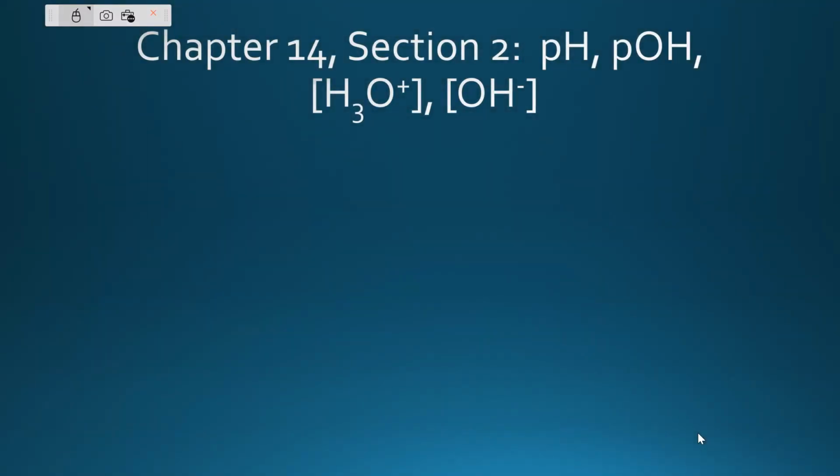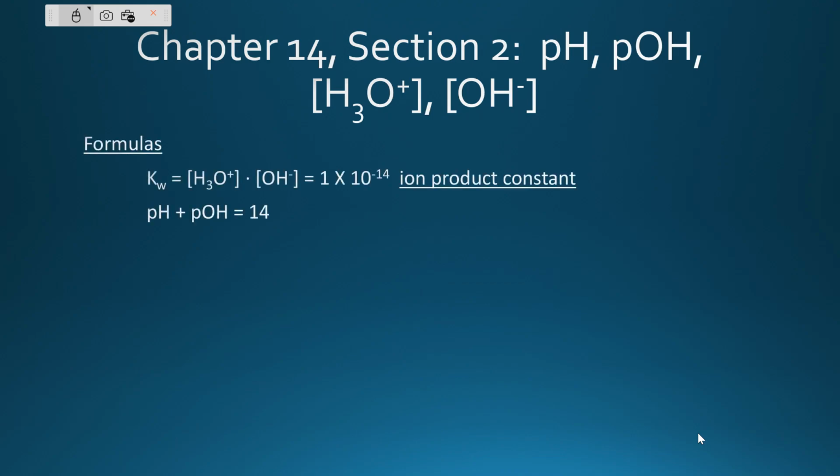Welcome back, everybody. This is AP Chemistry, and we're in Unit 8, Section 2, doing some calculations with pH, pOH, and then finding the concentration of the hydrogen or hydronium ion, as well as the hydroxide. So there's going to be some equations that we need to know and be able to manipulate to figure those things out. The first thing that you're going to notice is that we have a Kw.